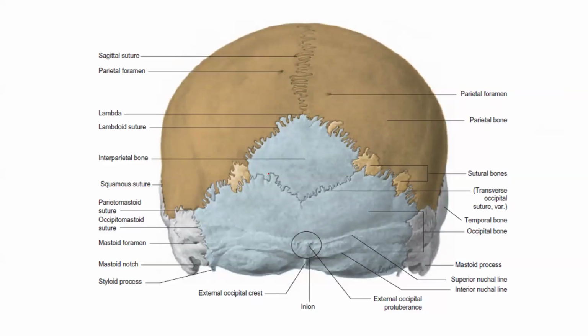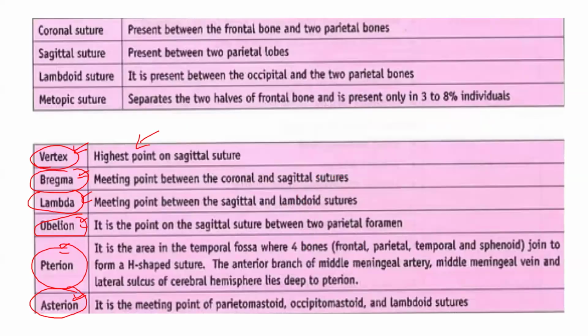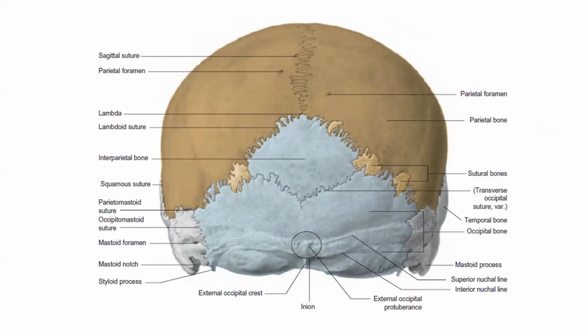Next is the lambda. Lambda is the junction between the sagittal suture and the lambdoid suture. So this is the lambda. Okay. What is inion? Inion is the highest point on this occipital bone, right? So the highest point is known as the inion.